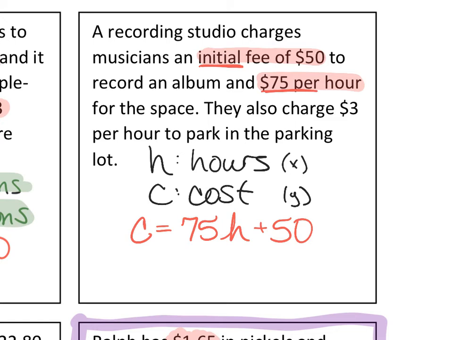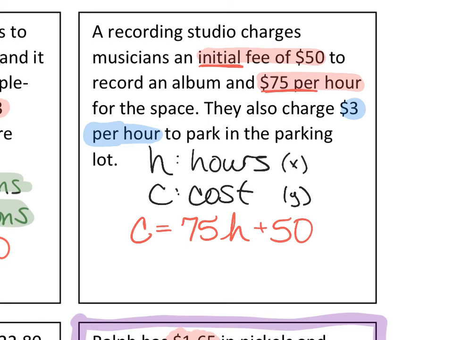Now the second sentence says they also charge $3 per hour. I see another "per" word, so is that a slope or a y-intercept? A slope. Per is a slope word, so I know that's a multiplying or slope word. Do they tell me anything else about an initial fee for this parking? No. So I don't have a y value. That's okay. Or a b value.